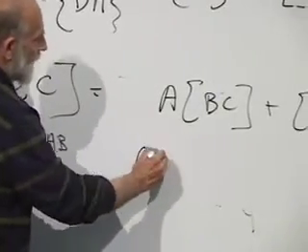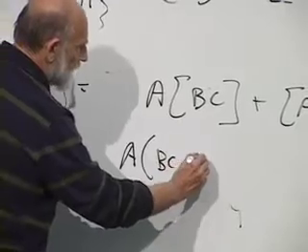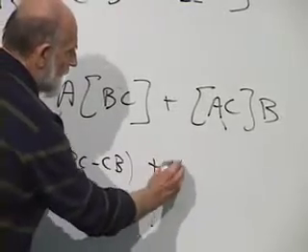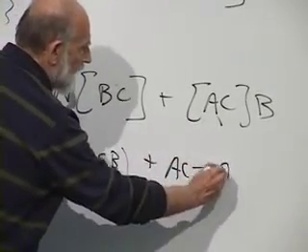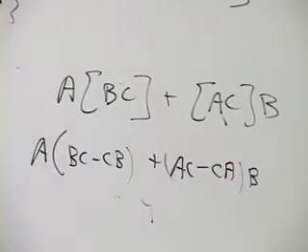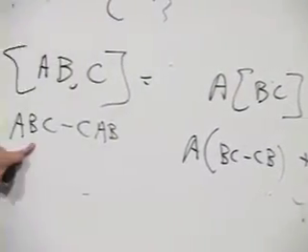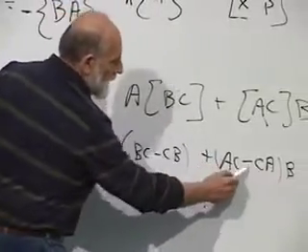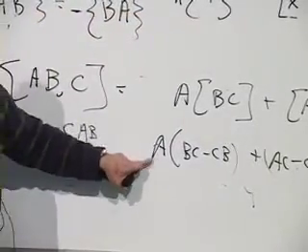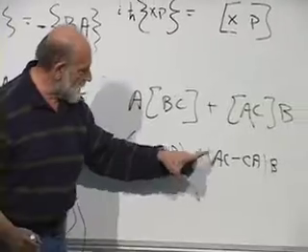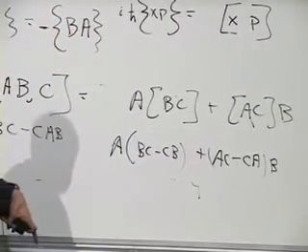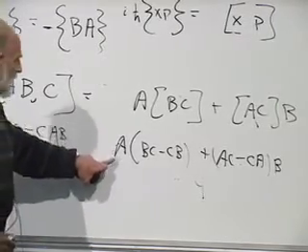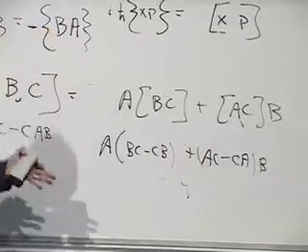Let's check over here. Here we have A times BC minus CB. That's the commutator of BC. And here we have AC minus CA times B. Let's see what we have. We have ABC. Here we have ABC. Minus CAB. Here we have CAB with a minus sign. And then we have ACB minus ACB, I hope. Did I lose a minus sign? Oh, yes. Minus ACB plus ACB is 0.